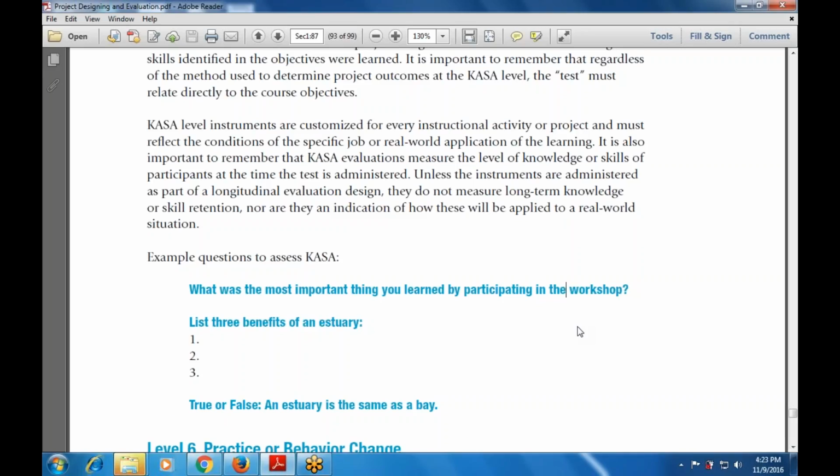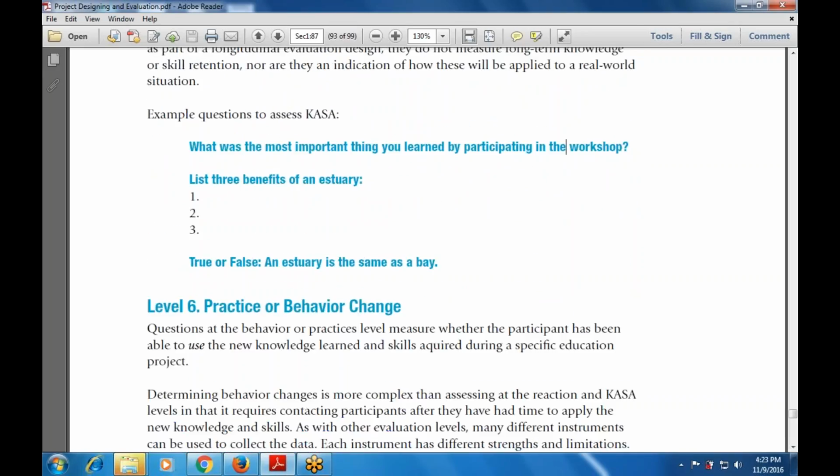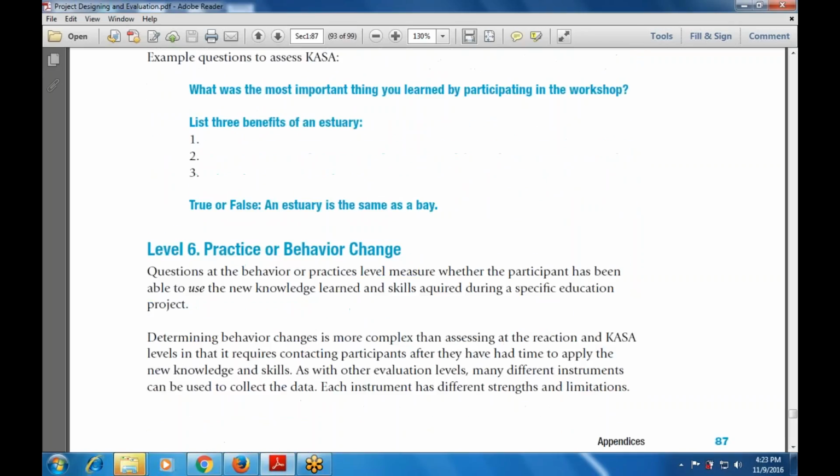Then level number 6 is the practice of the behavior change. So the questions at the behavior or the practice level measure whether the participants have been able to use the knowledge learned and the skills acquired during a specific education project, the new knowledge learned and the skills acquired, in the practice of the behavior change.